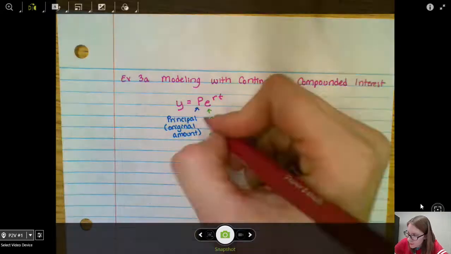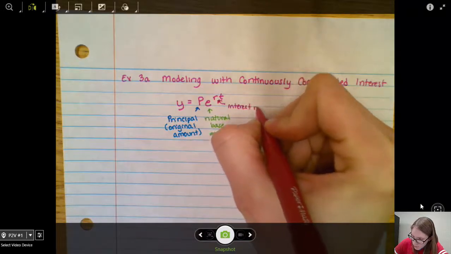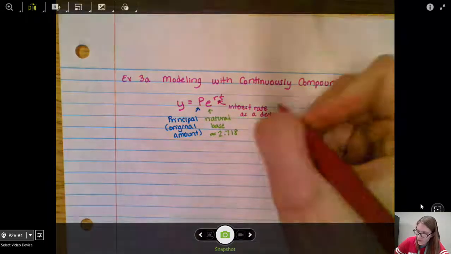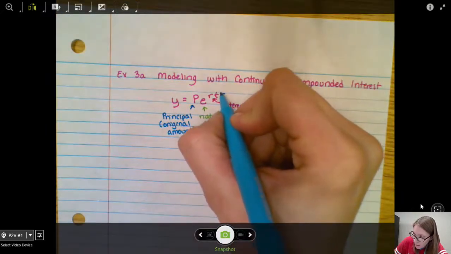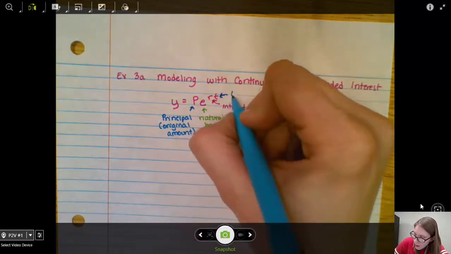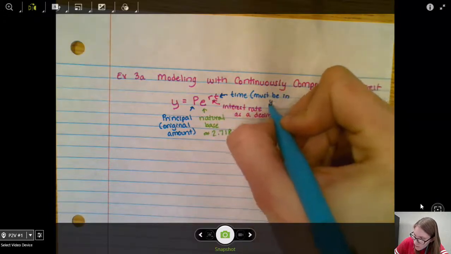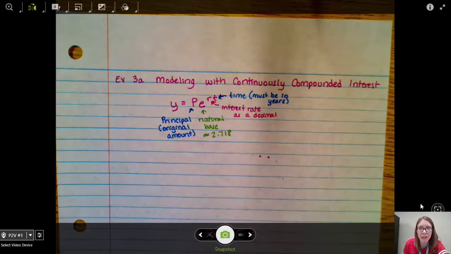Okay, r is the interest rate as a decimal. And then t represents the time. Now, one of the kickers for this formula, which we'll also call PERT as an abbreviation, is that time must be in years for this equation to work. So if you were talking about 6 months, your t value in your equation would have to be 1/2.